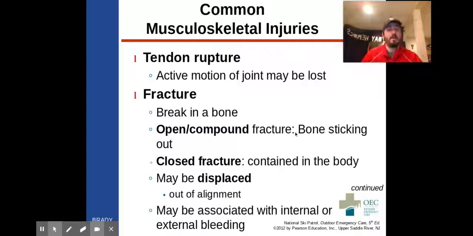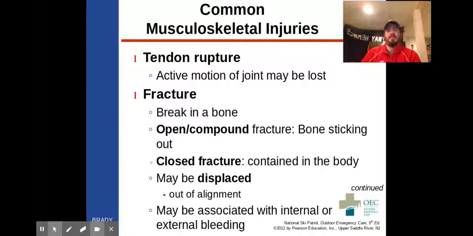Okay, so an open fracture is when the bone's sticking out. A closed fracture is when it's contained in the body. So you break your wrist, the bones are broken, but nothing's popping out. Nothing opens up. Still can be very serious. Still can get some wonky looking injuries, as we'll see in a second. And we'll look at more gross pictures in class, I think.